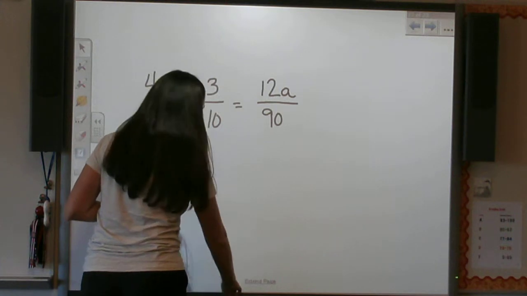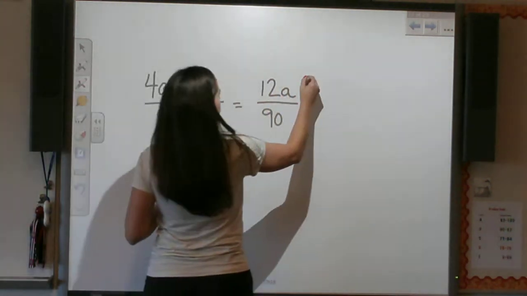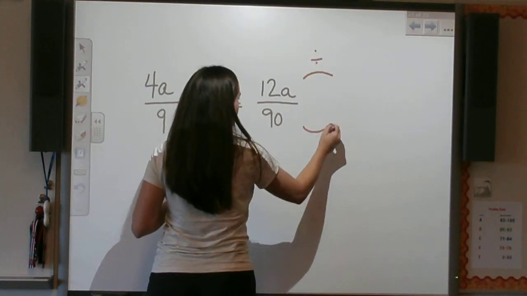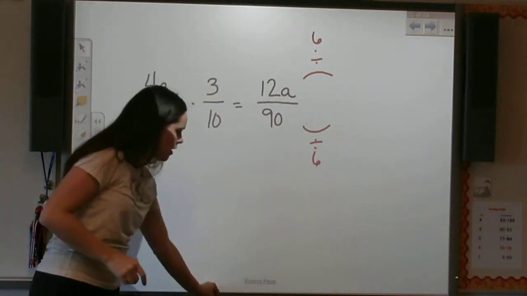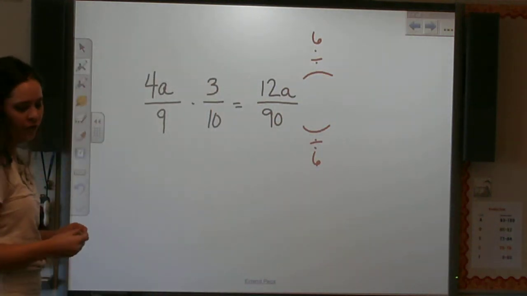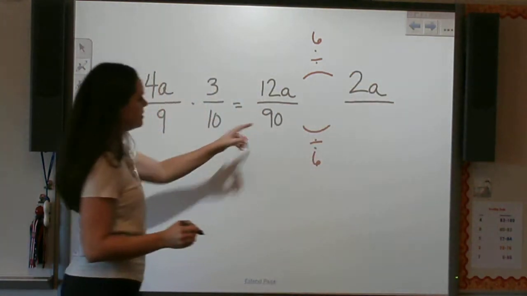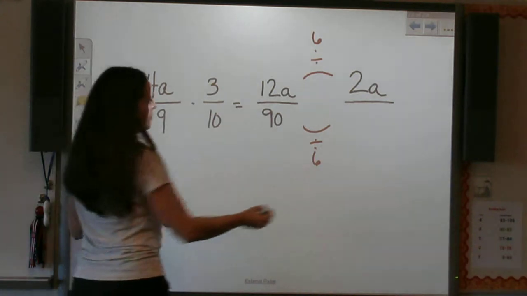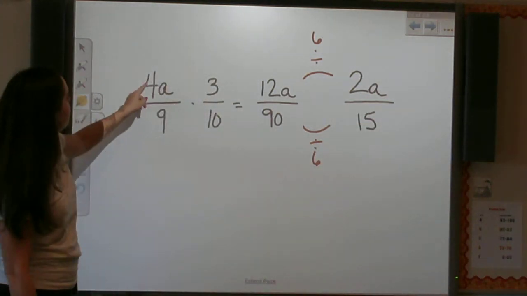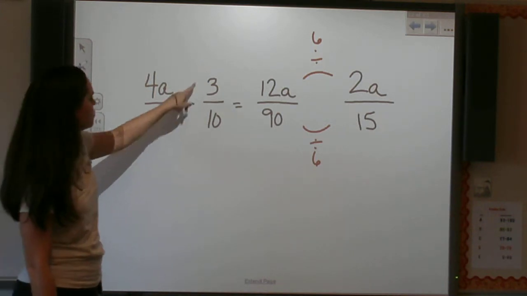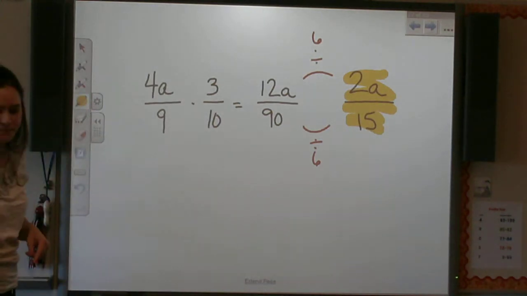Again, I want to reduce this, and so I'm going to pick 6. I'm going to divide both the numerator and the denominator by 6. 6 will go into 12a 2 times, so 2a, and 6 will go into 90 15 times. So 4a over 9 times 3 over 10 is 2a over 15.